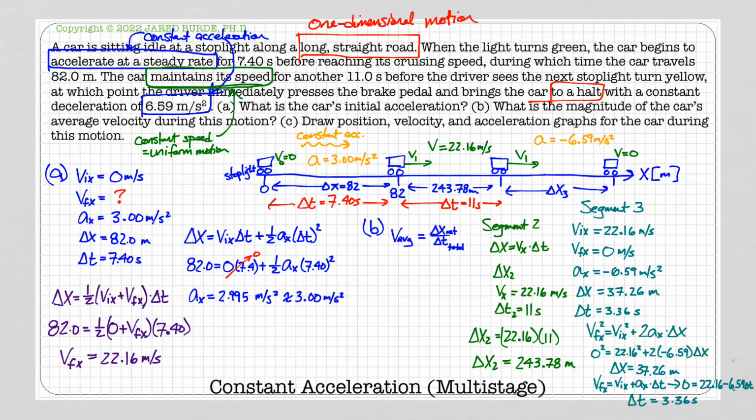So now we're trying to find the magnitude of the car's average velocity. We said the average velocity is going to be the total distance divided by the total time. Well, our total distance is 82 meters for the first segment. It is 243 meters for the second segment, and it is 37 meters for the third segment. So we can find our total time then.